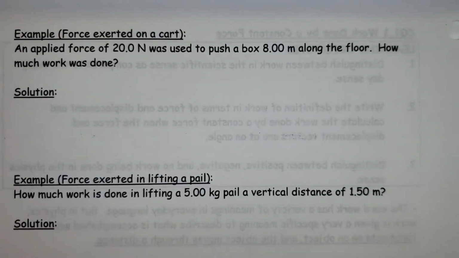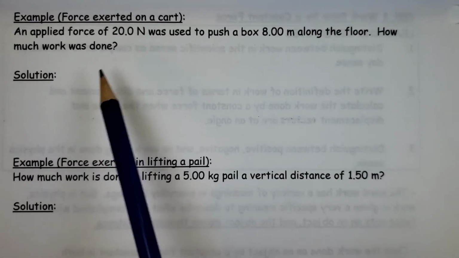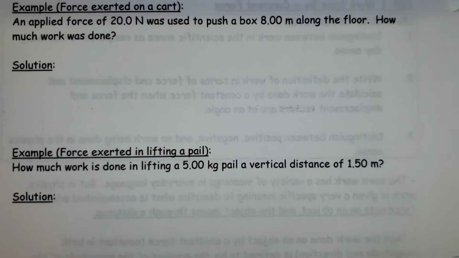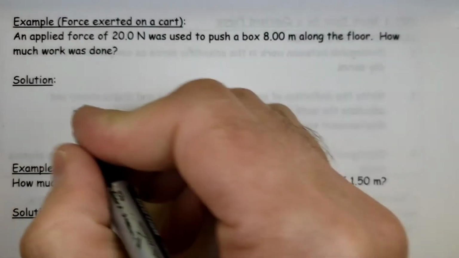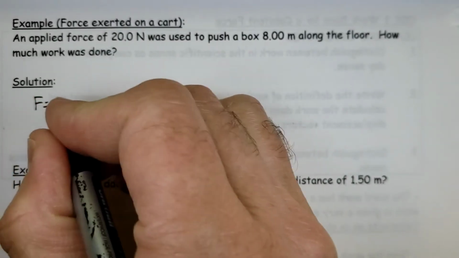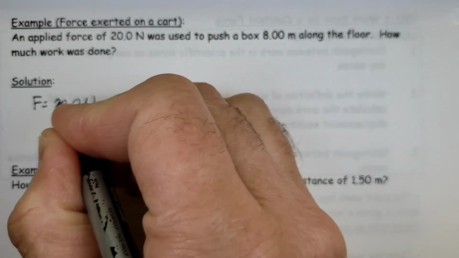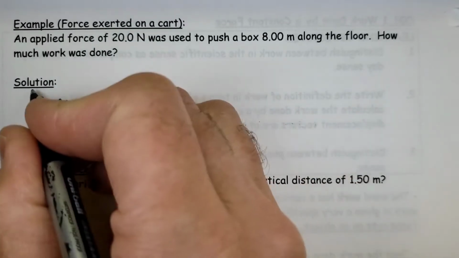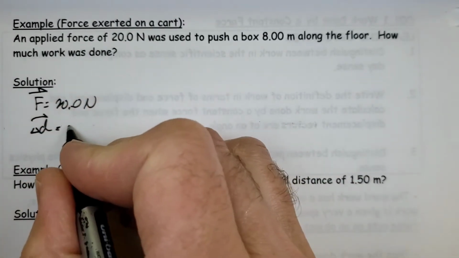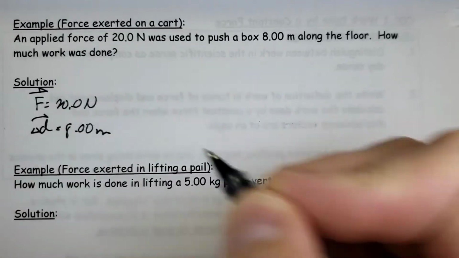Displacement is in meters. So it's newton meters, which is also signified by a capital J for joules. If we look at the next page, continue on. So if we look at an example here, an applied force of 20 newtons was used to push a box 8 meters along the floor. How much work was done? So it's really easy. The force that we applied was 20 newtons. The displacement is, and both these are vectors, 8.0 meters along.